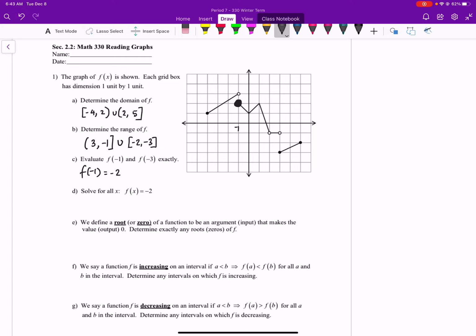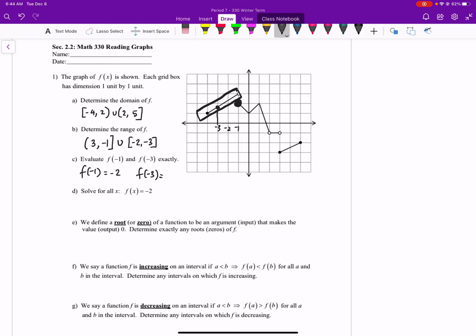All right, let's look at the next question. The next question says f of what? -3. So I'm going to go to -3. That's -2 and -3. That is right about here. Now the question is, how do I know what that value is? Well, I can't just guess by looking at the graph. I need to know what this line is.